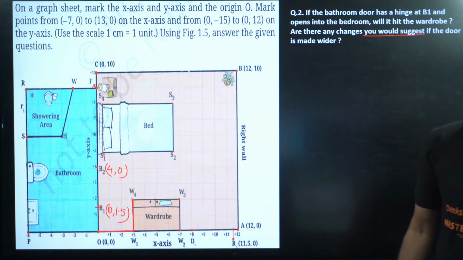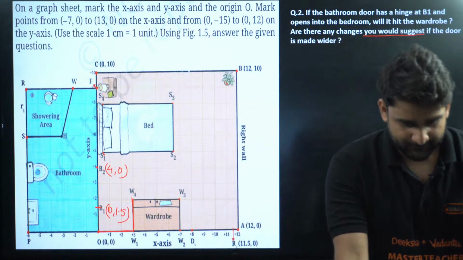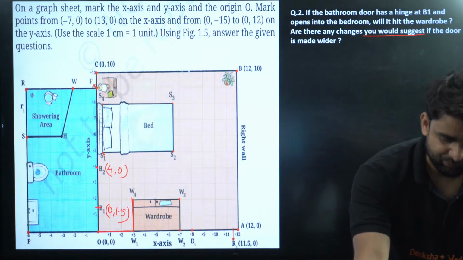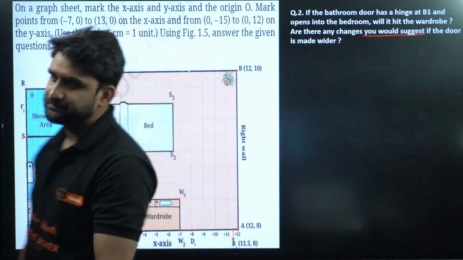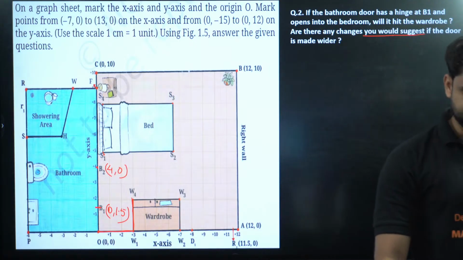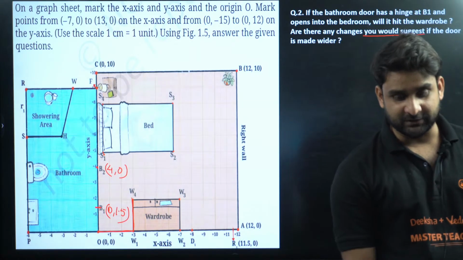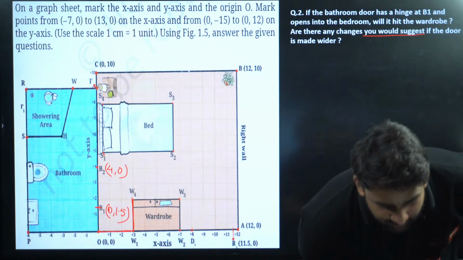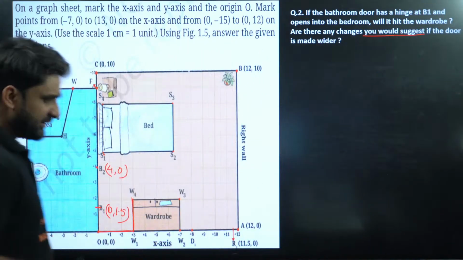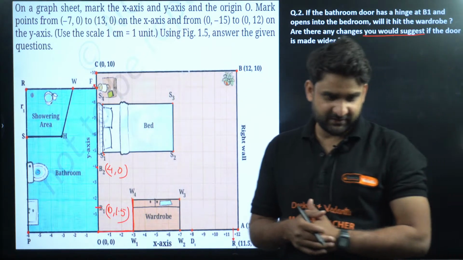So find out first what will be the bathroom door's width. Tell me, come on yaar, champions. What is the bathroom door's width? Hi sir. Thank you Pamela. So listen, focus here. Please everyone. Is anyone writing the answer? I want to see a response from you guys. No one is there. Okay, no problem.